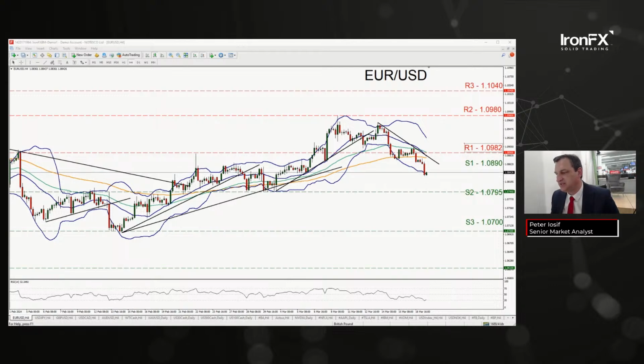The R1 now is being set at 1.0890. The first support line being set at 1.0795. Second support line at 1.07. And third support line at 1.0610. That's it.